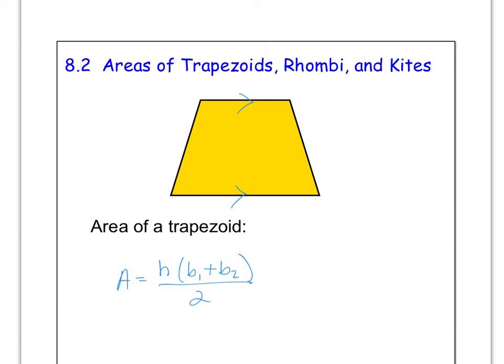So let's label our picture. Remember the two sides that are parallel, those are your bases. So call one of them base 1, one of them base 2. It doesn't matter which one's which. But the height has to be perpendicular to those bases, so it has to be perpendicular to both. That dotted line there would be the height of the trapezoid.